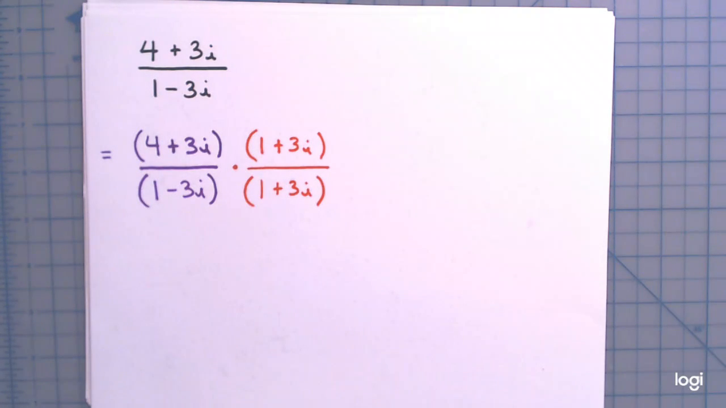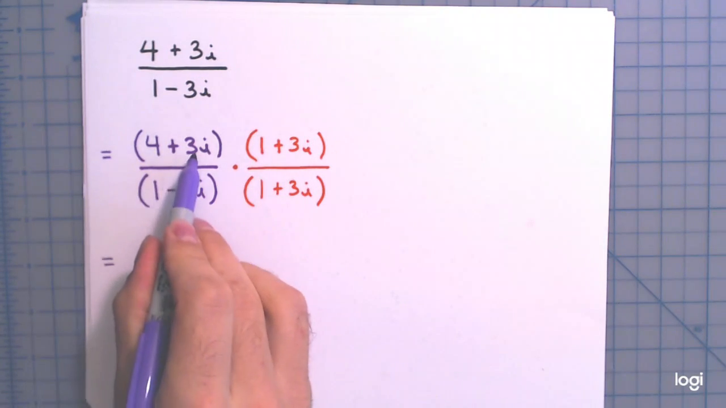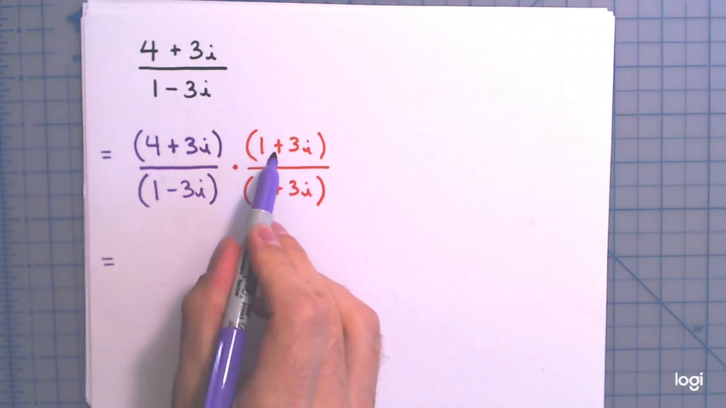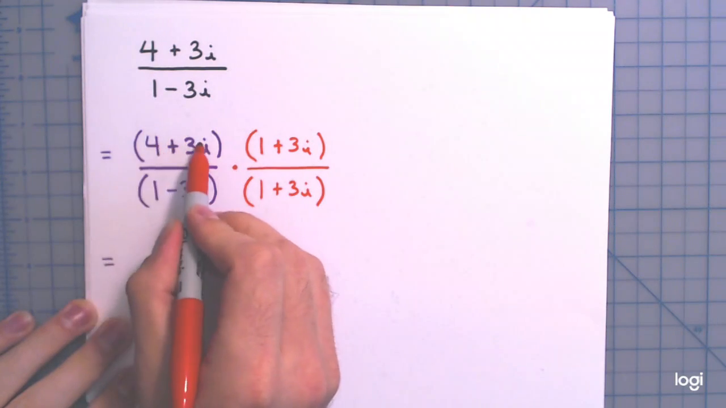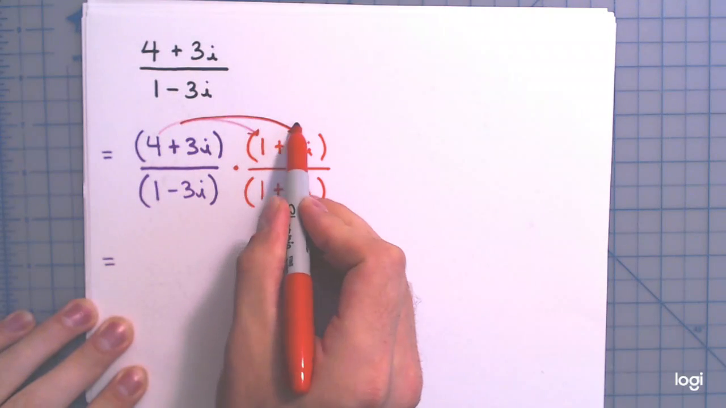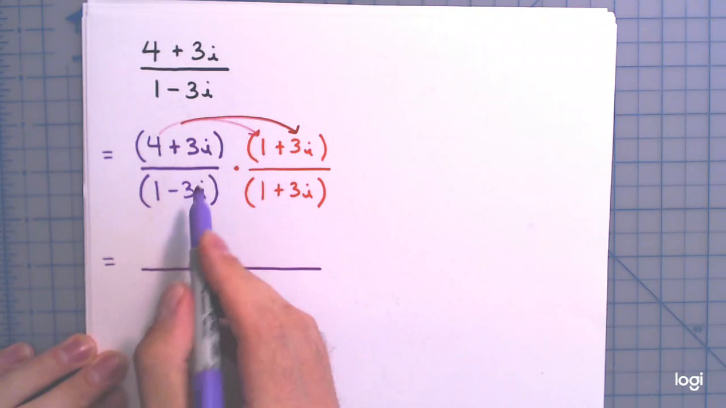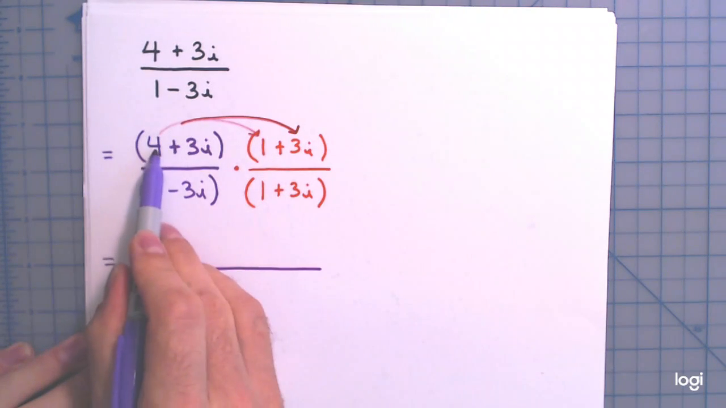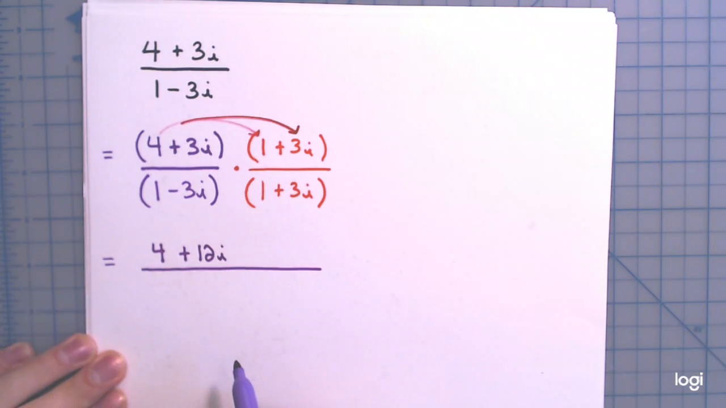Okay. Now in the numerator, I'm going to have to FOIL, right? Or do a lot of distributing, because in the numerator I have a two-term expression multiplied by another two-term expression. So I'll pick one of these, the 4 plus 3i, and distribute these terms to the other one. Right? So I'll distribute the 4. So in the numerator, I have 4 times 1, that's 4. Then 4 times positive 3i would be plus 12i for the next term in the numerator. Then I'm done with the 4.